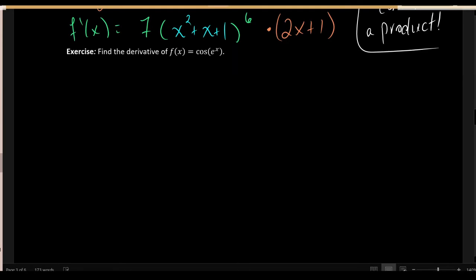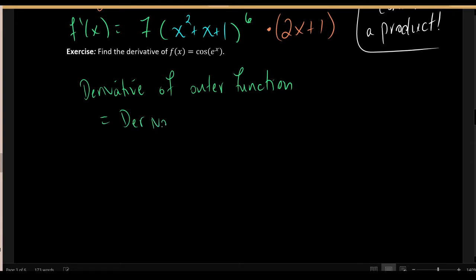What if you have cosine on the outside and e to the x on the inside? What's the derivative of the outer function? The derivative of cosine. Cosine of what? Cosine of just blank. The derivative of cosine is negative sine. Negative sine, for now, just of blank.